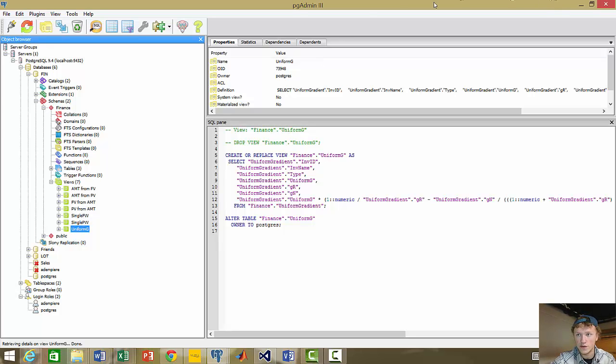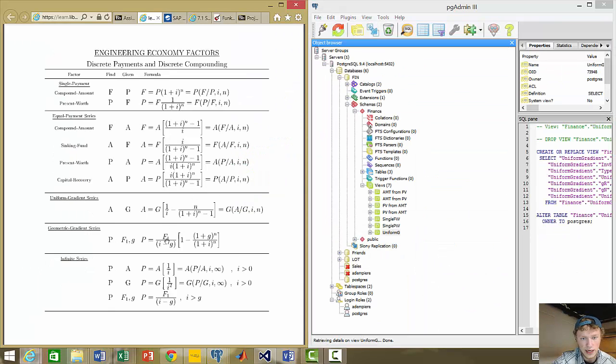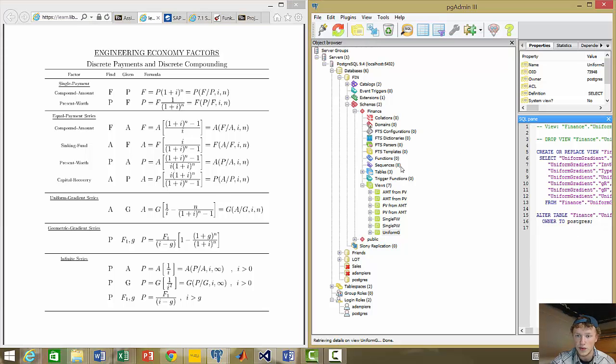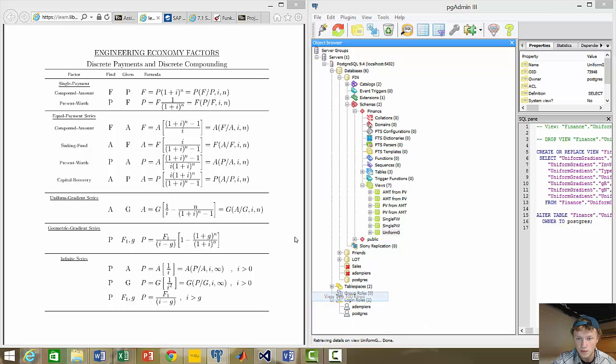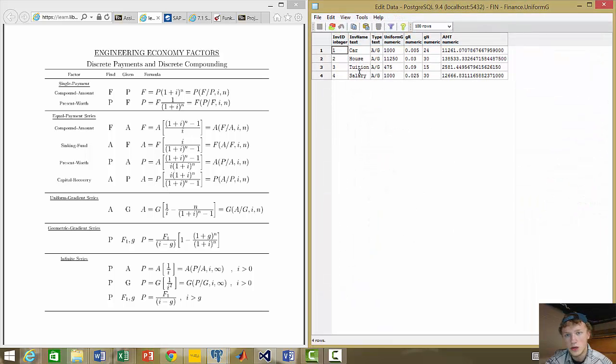So the equation for this can be found right here. And when you actually type it out, it's a very long equation. But I put that as my last select statement, the equation we want to find. Now, if we view the table, top 100 rows, this gives us the 4 because I only put in 4. And it's an A over G series. Find the amount given the uniform gradient.